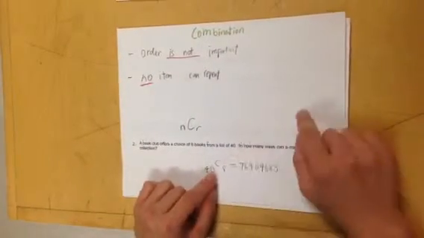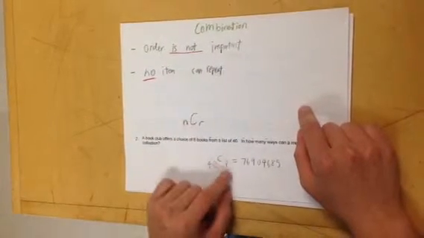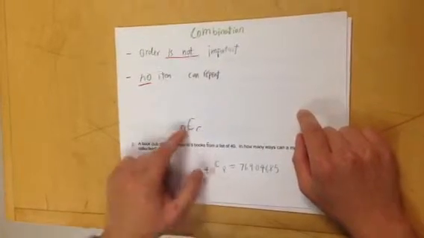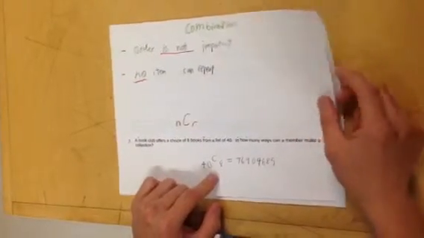Here, 40 is your overall sample size, which is N, and 8 is how many you're picking, which is R. Here, the order does not matter, so you use combination, and you put this in your calculator, and this is your answer.